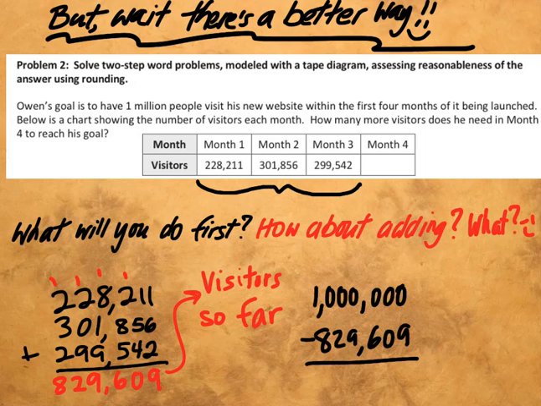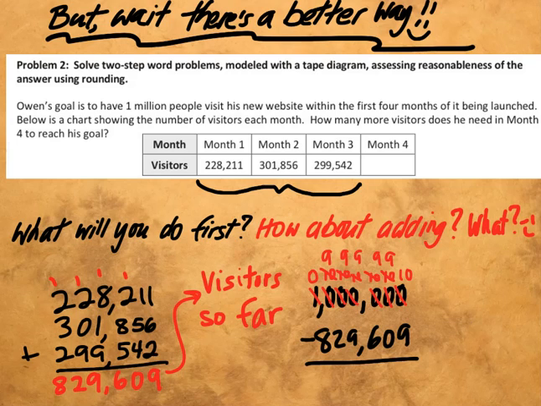There's my 1 million goal. There's my 829,609 to this point after 3 months. I'm going to subtract that to find out how much I have left to make 1 million. I do have to borrow all the way across on the zeros. Look at that. That's just crazy, man. So I went ahead and did that because, well, I really had no choice. I had nothing but zeros in those 6 place values.